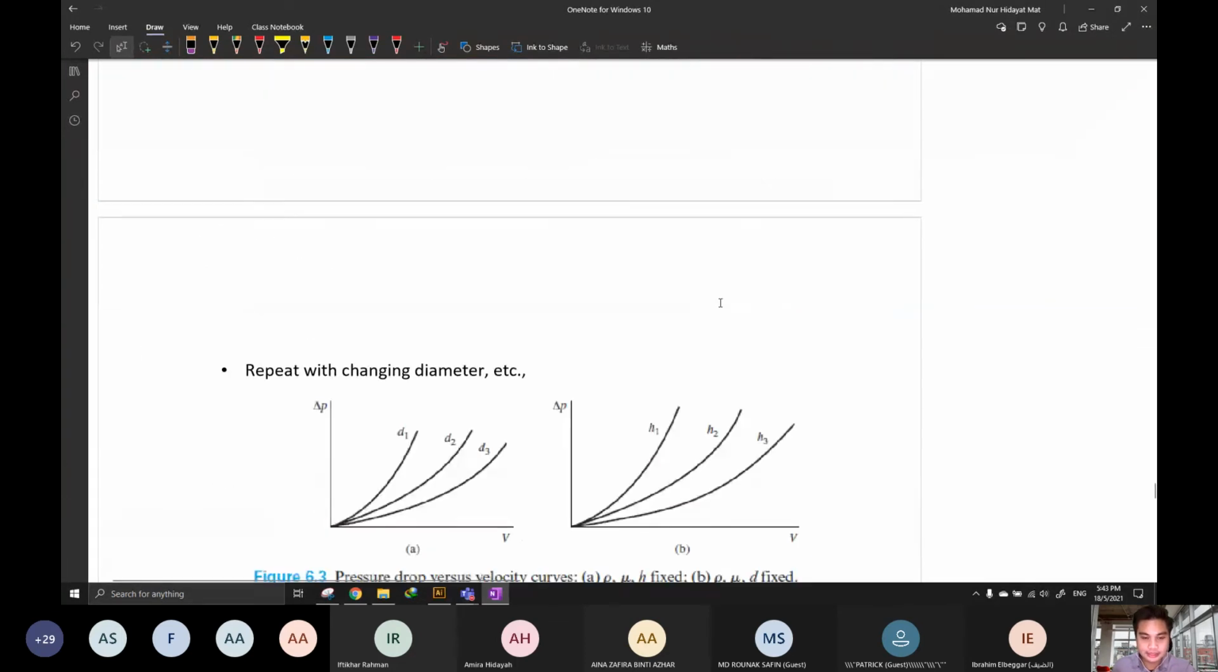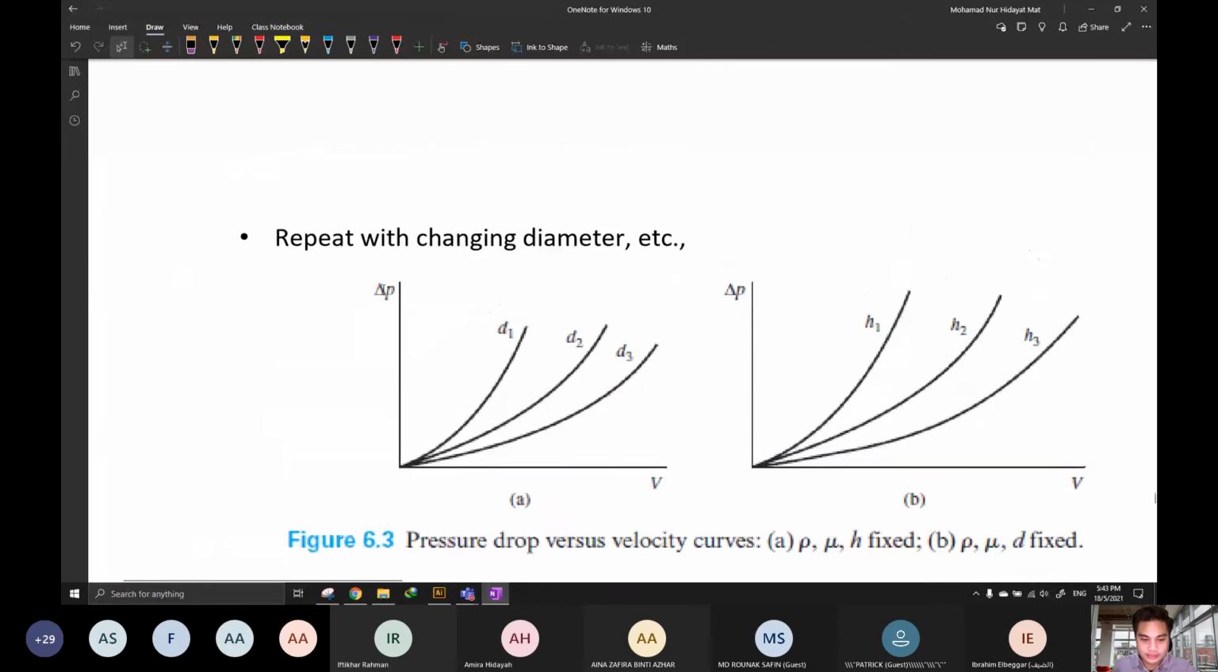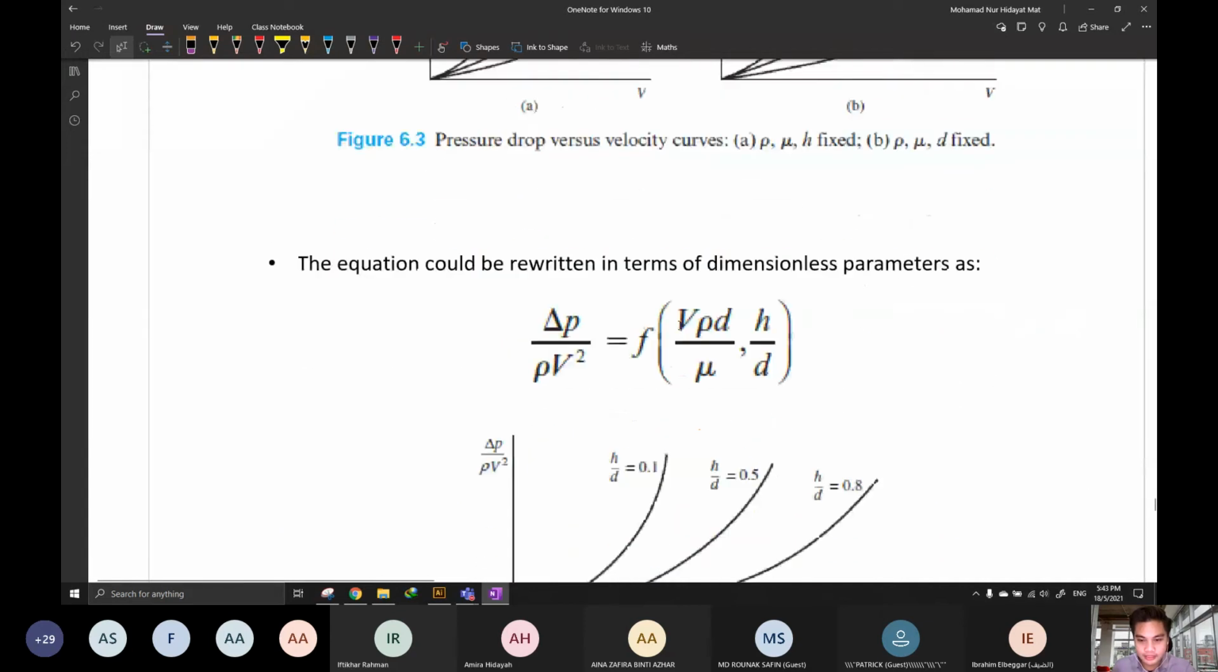This is like the example. You conduct one by one. This is the pressure drop, this is velocity. And then you change the diameter, and then the pressure drop against velocity again. You change the height. This is the conventional way, and it is a huge number of experiments. By using the dimensional analysis, you can perform only a single experiment.